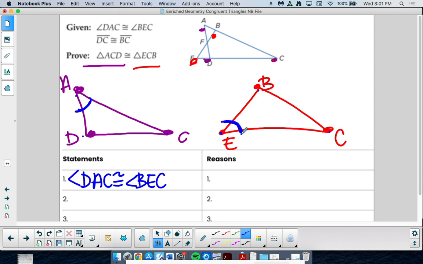Then we're also told that DC is congruent to BC. So let's find it. Here's DC. This side is congruent to BC. All right, that was all free information.